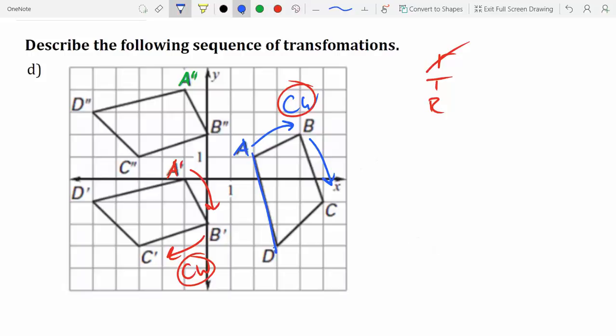If you look at your pre-image, you can see, hey, that thing is not facing the same way. It got spun, all right? So that can't be a translation. That is definitely a rotation. And since it's only moving one quadrant, that's like a rotation of 90 degrees.